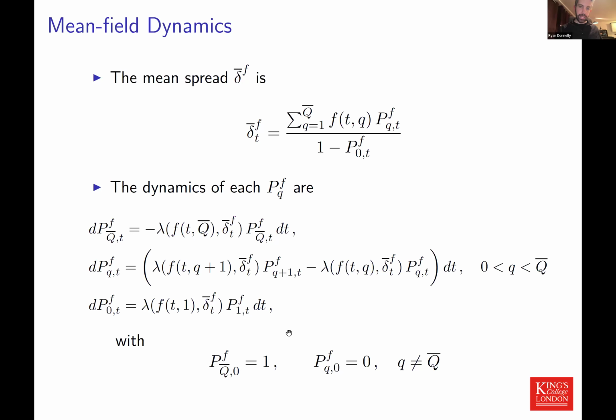So we've set initial conditions here for these processes P. For Q upper bar, the initial value of the process is 1, and for all other values of Q, the initial value of the process is 0. Again, this just goes back to the fact that, for simplicity, we're saying that all agents start with the same initial inventory level.